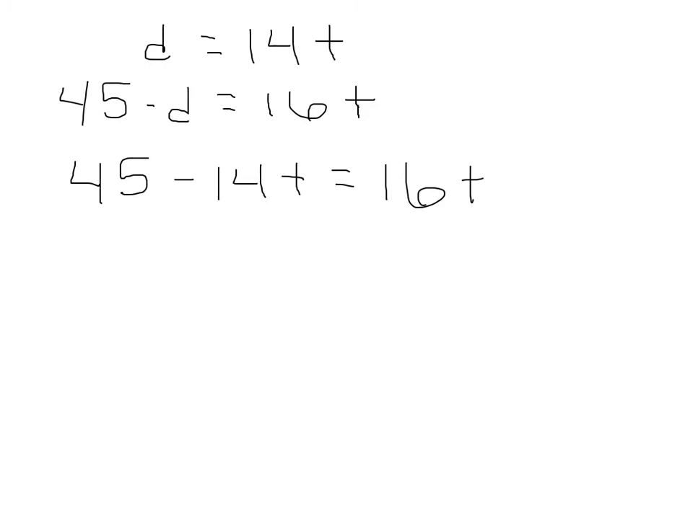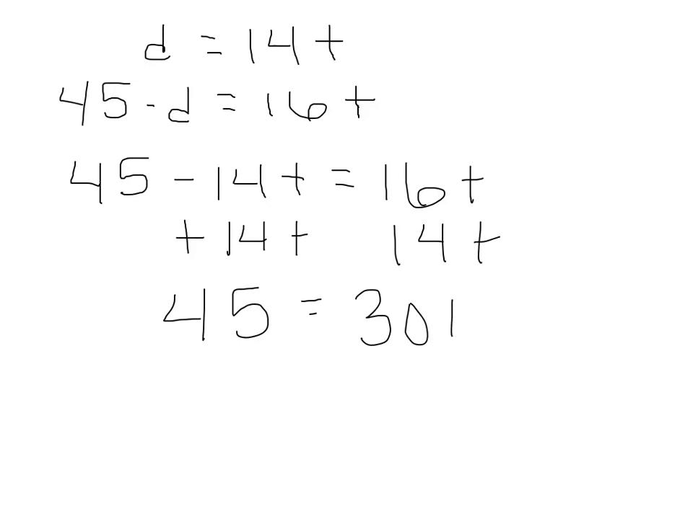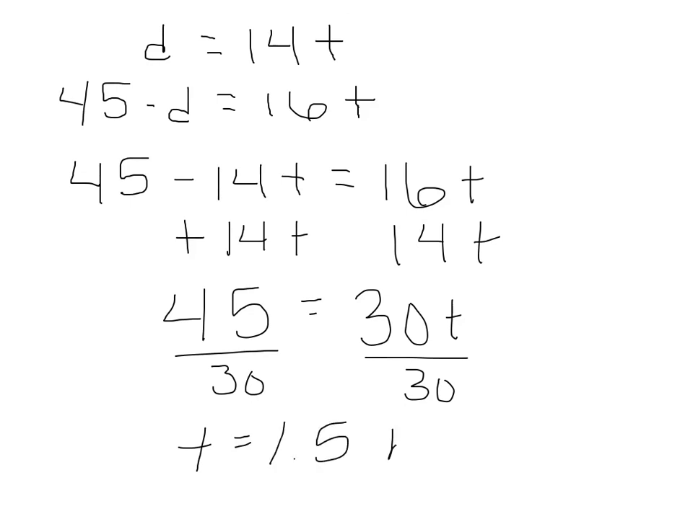Now we want to get the t's on the same side so that we can solve for them. So we'll add 14t over to the right, which leaves us with 45 equaling 30t. Divide by 30 on both sides, and we'll get t equals 1.5 hours.